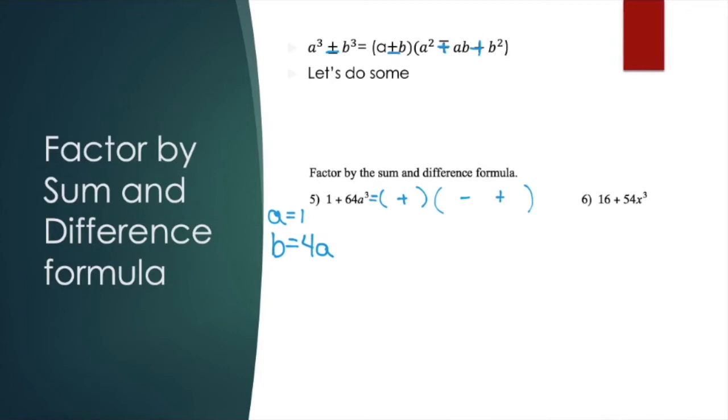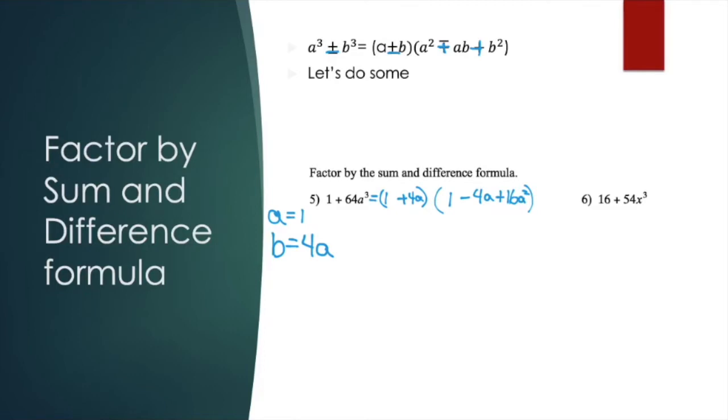Okay, so what is A? Because A goes in here. 1. And B goes in there, so it's 1 plus 4A. That's all times A squared, 1. AB, that's the 1 times the 4A. So minus 4A. This was a good one to start with. Plus B squared, 16A squared.